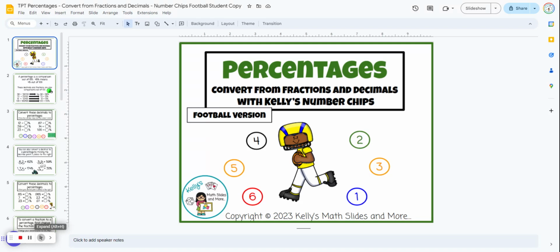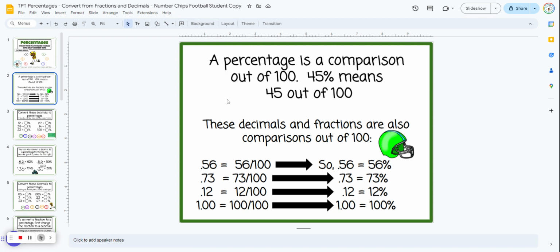Percentages converting from fractions and decimals using number chips. This is a digital lesson, and this one is football themed. So the lesson starts with explaining what a percentage is. It's a comparison out of 100. So 45% means 45 out of 100.